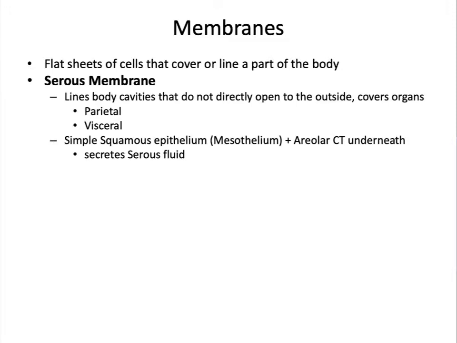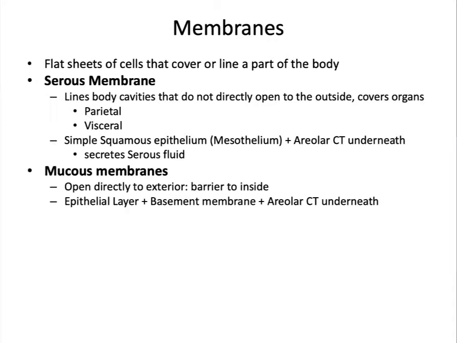Serous membranes cover cavities that do not directly open to the exterior. We know that the visceral layer lies closest to the organ, while the parietal layer is closer to the body wall. Serous membranes are made up of a sheet of simple squamous epithelium and areolar connective tissue underneath. These secrete serous fluid into the space between the parietal and the visceral layer.